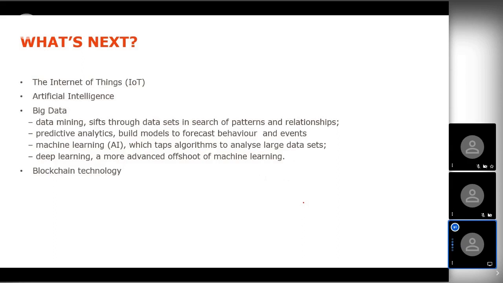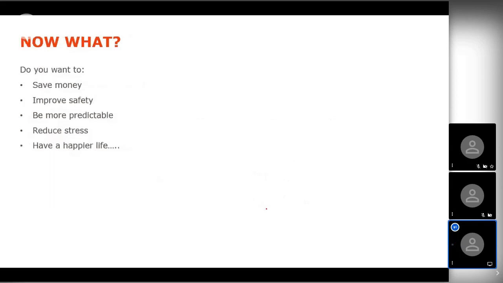Blockchain technology, it's more than just Bitcoin. It's having an open transaction record of what we're doing. Augmented reality, virtual reality. We can use goggles and things to help us work and track what we're doing. Don't forget cybersecurity. We need to make sure our equipment is secure and our information is secure.